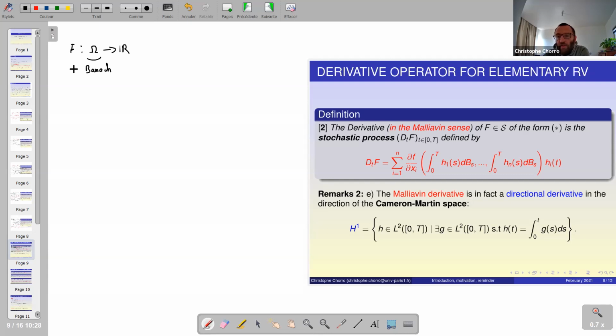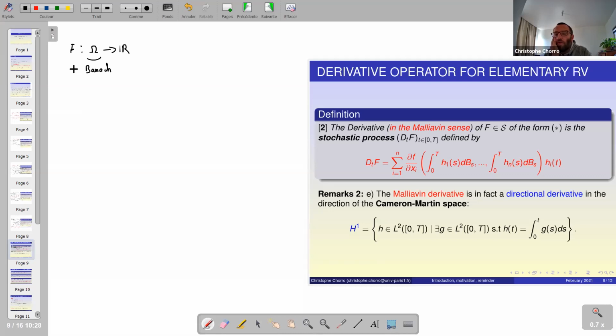We have seen together, and I have reminded to you, that I have the notion of Fréchet derivative, that is in fact the extension of what we call differentiability in R to the power n. And you have also directional derivatives, okay? That is the analogue of what we can consider as partial derivatives in the usual case of R to the power n, okay?